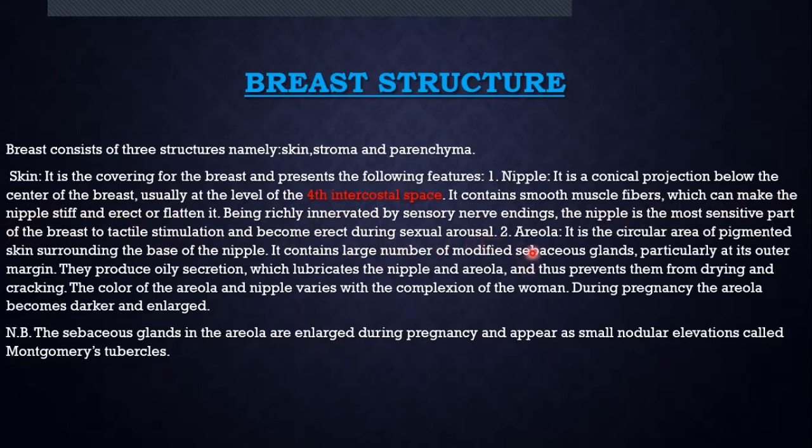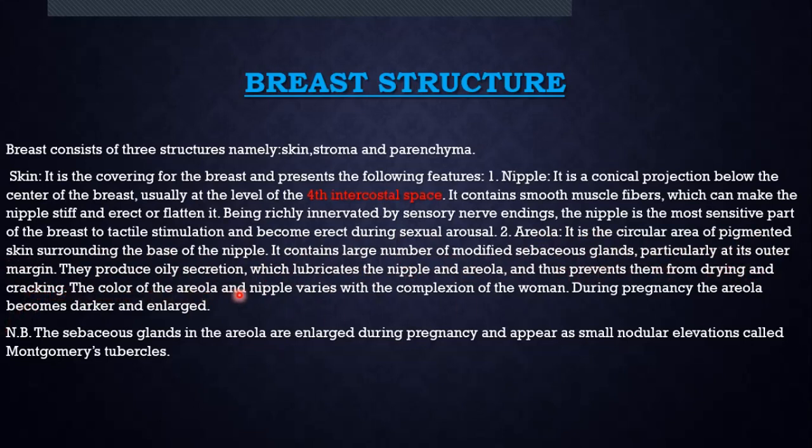Now, the areola, which is also present in the breast, is a circular area of pigmented skin surrounding the base of the nipple. It usually contains a large number of modified sebaceous glands, particularly at its outer margin, which usually produce an oily secretion which lubricates the nipple and areola, thus prevents them from drying and cracking.